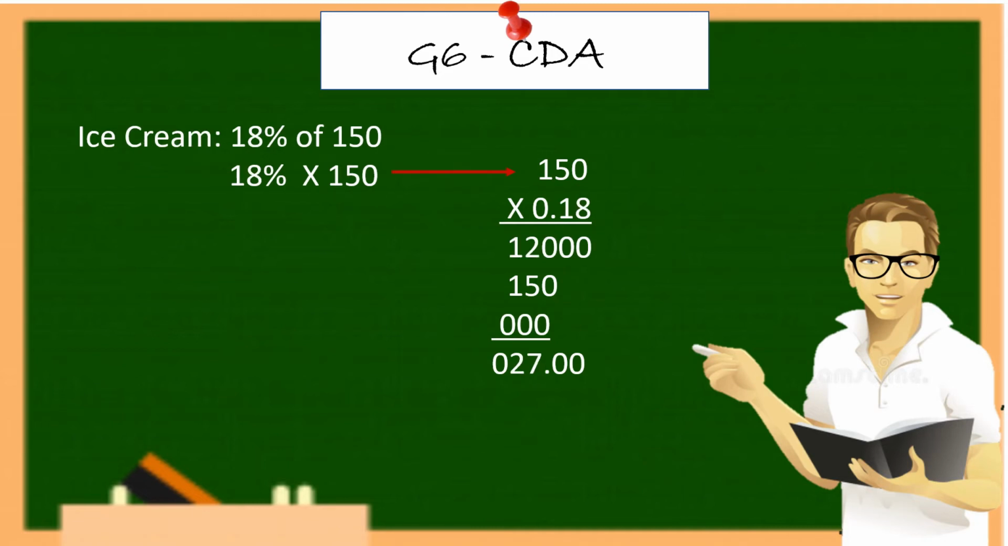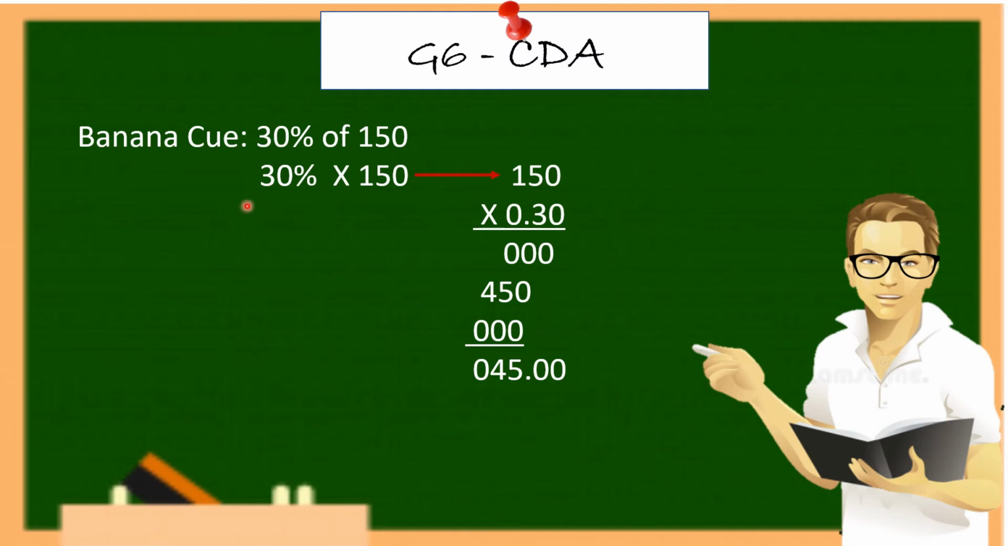In ice cream, we have 18% of 150. So 18% times 150, we're going to convert 18% to 0.18. So 150 times 0.18, the answer is 27. The same figure.